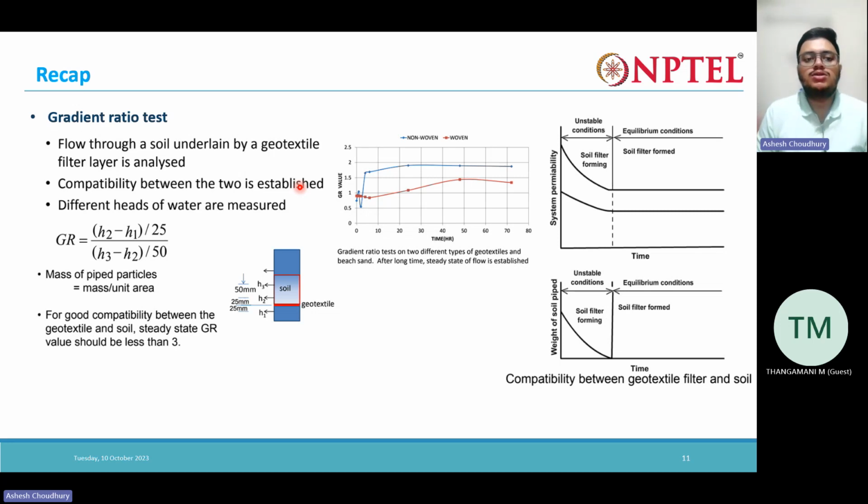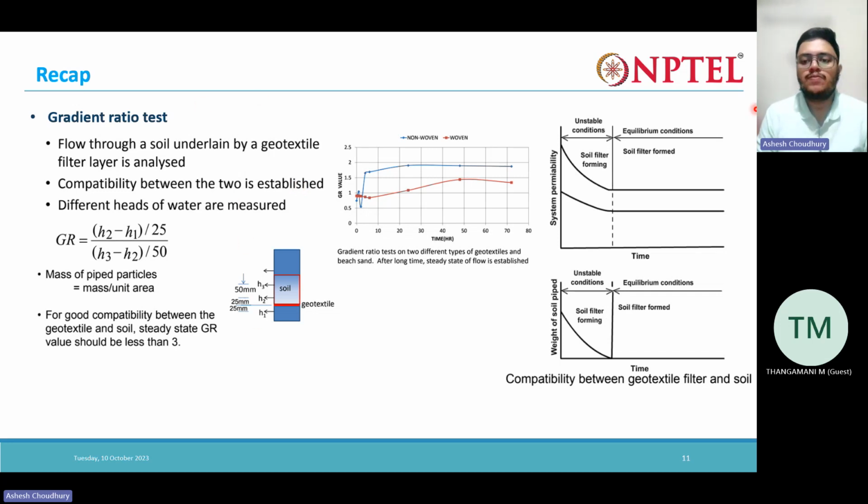That means there should not be loss of soil to the geotextile, the filter should work properly. The filter should allow adequate passage of water through it. Also, we need to ensure that the filter is not getting clogged. Okay. So to establish this compatibility, generally we do this gradient ratio test.